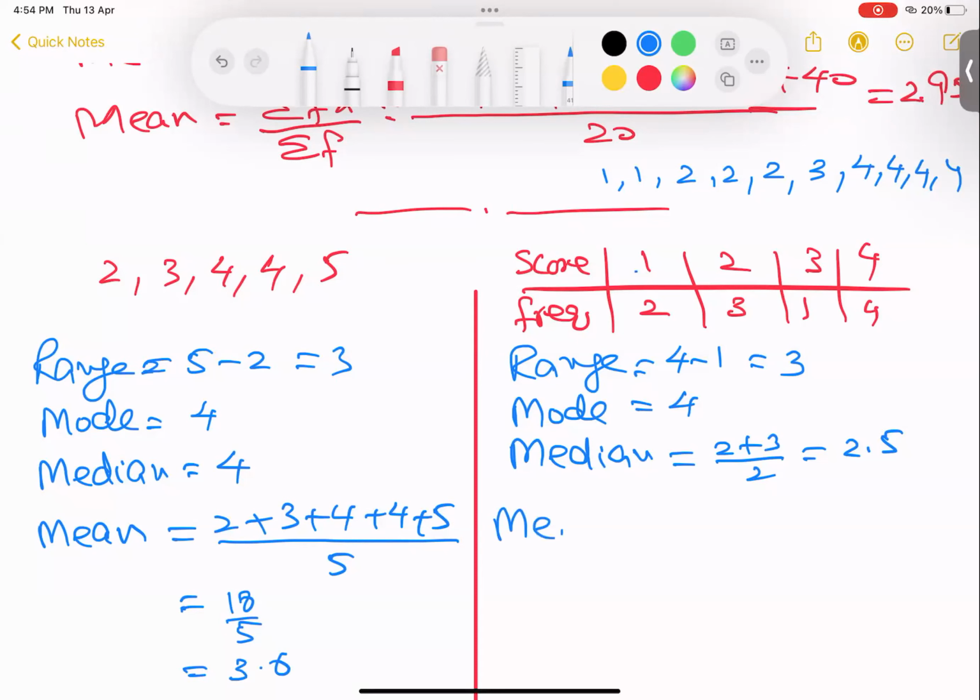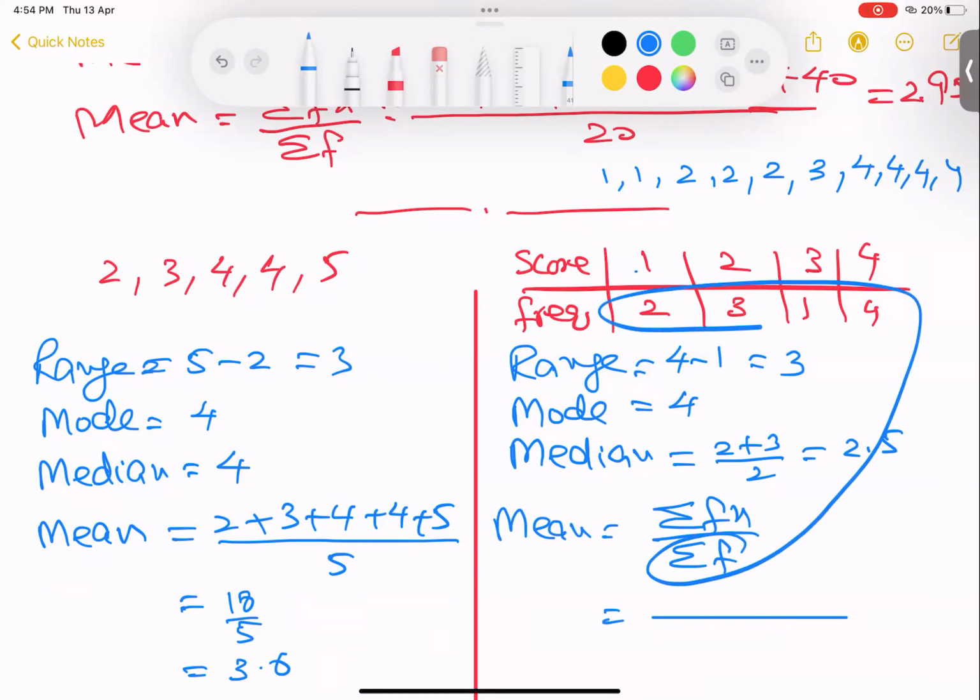Here I have two techniques. One technique is the formula, sigma fx by sigma f. Memorize this formula as early as possible. Okay. Sigma f means add them all. This is becoming 2 plus 3. Okay. I'm showing 5 plus 1, 6 plus 4, 10. So 10.